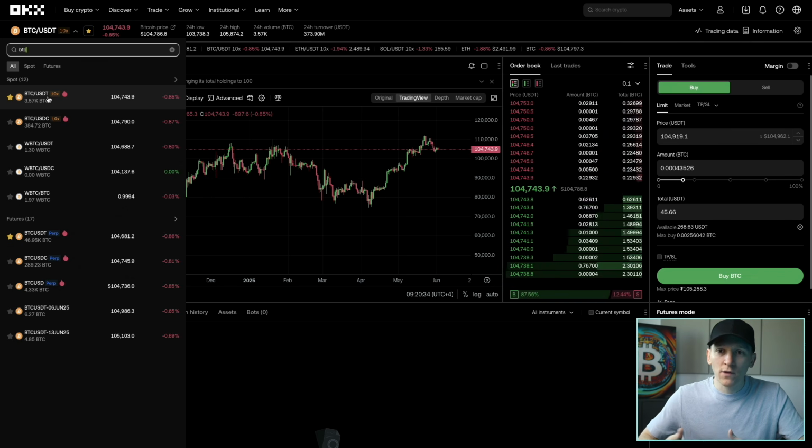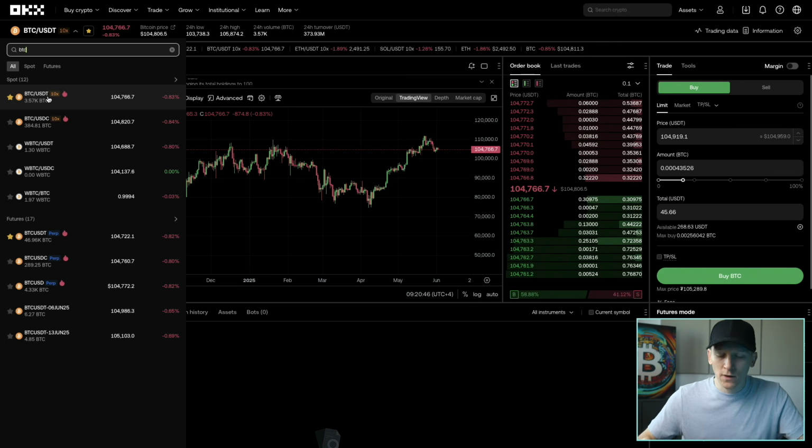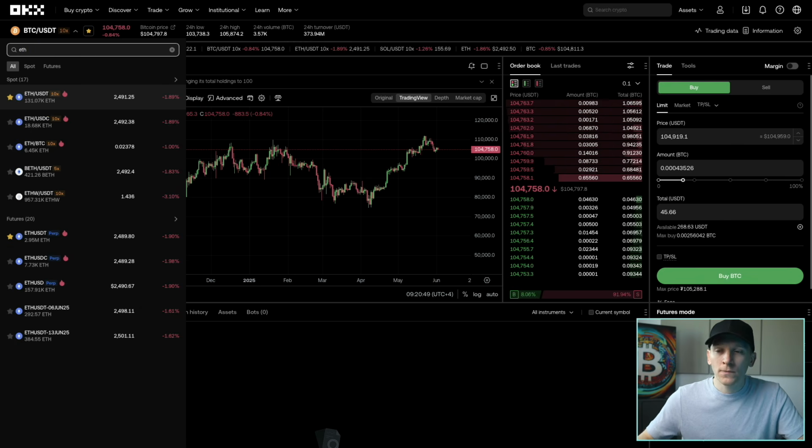But if you're in an area that supports fiat currency deposits, then you will be able to see your fiat currency, right? So USD, euros, whatever it is, you'll be able to see that. You can deposit in that currency and then switch it directly for the crypto asset that you want to buy. I'll search for ETH as well. You can see the trading pairs here, USDT, USDC, either of those stable coins is fine.